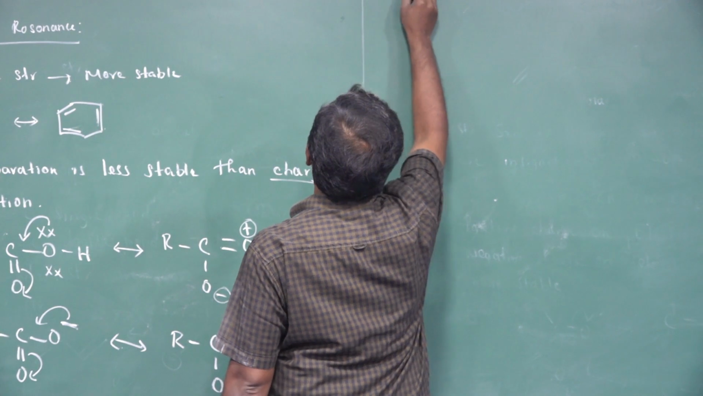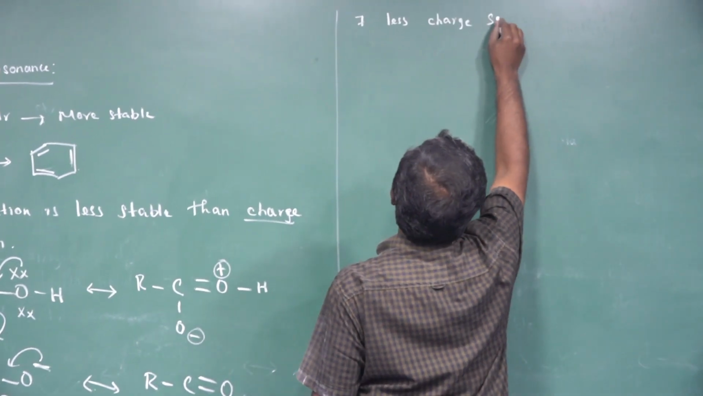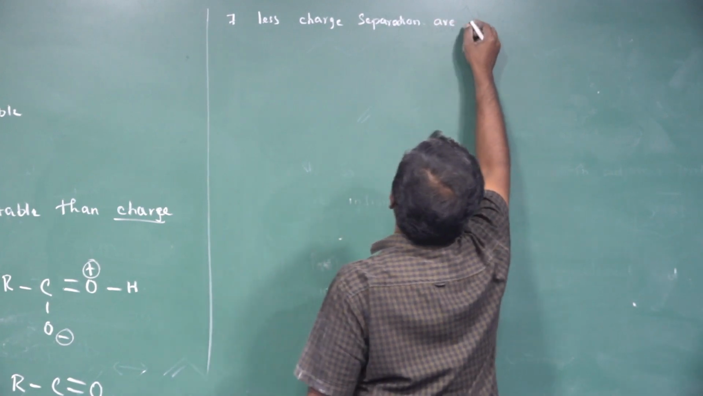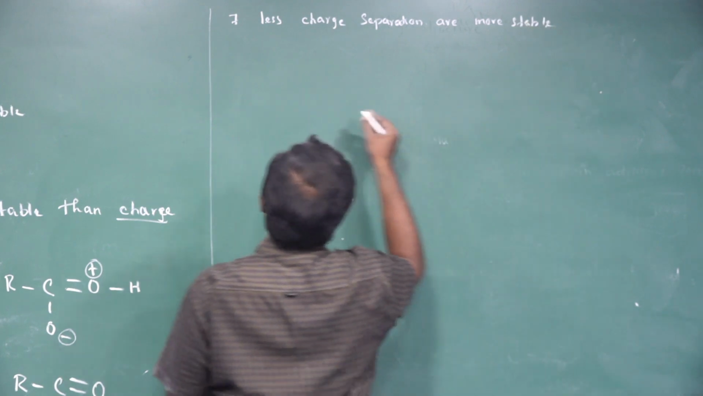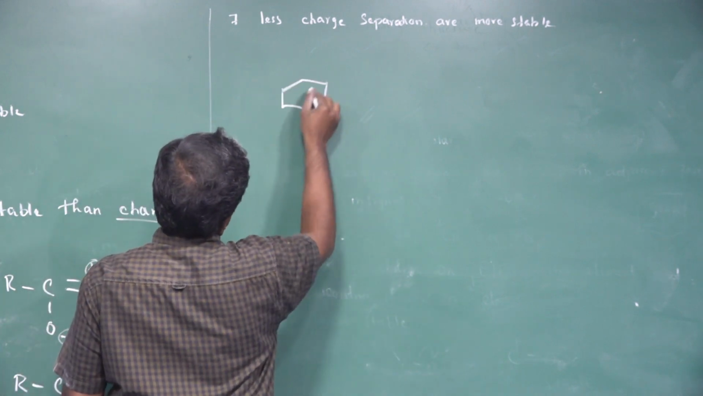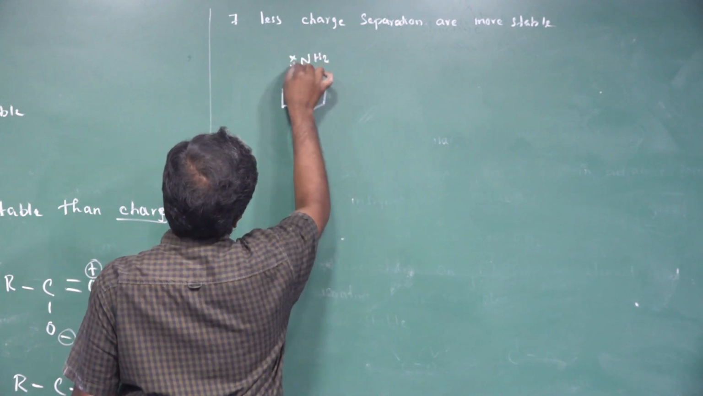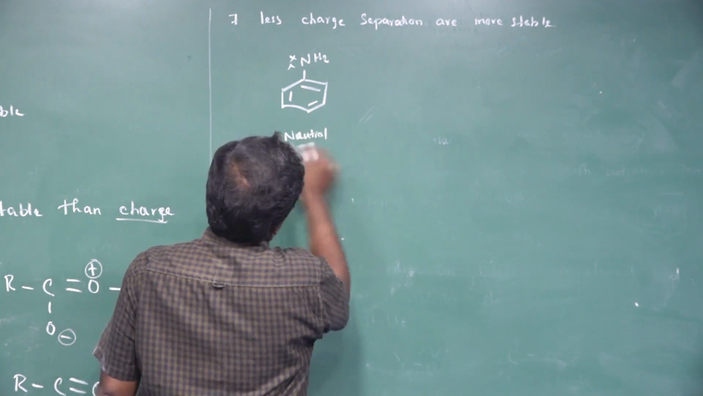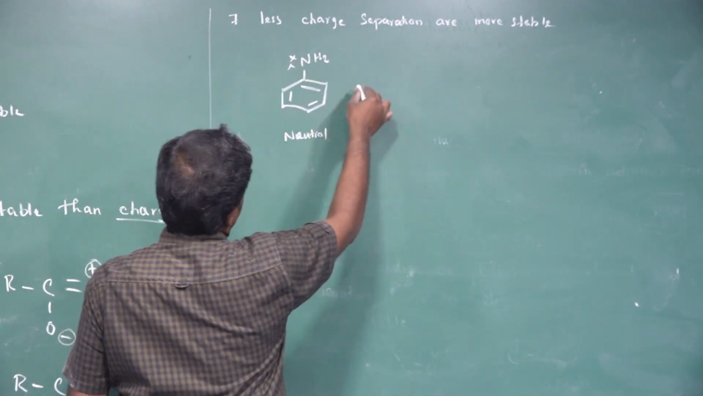So the next point is that structures with less charge separation are more stable. Suppose we take the aniline molecule. Here we take the bond and NH2, and it is a neutral molecule. There is no charge at all, only a lone pair.